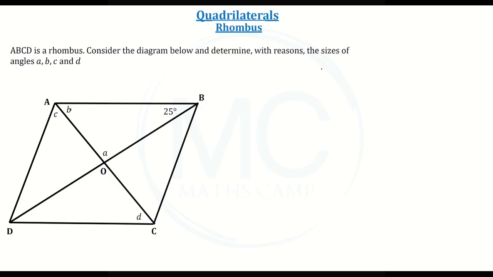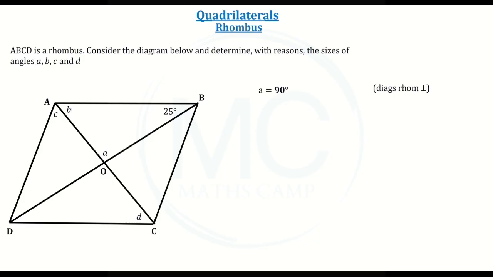A sits at the center of the rhombus, over here, where the diagonals intersect. We know that the diagonals of a rhombus are perpendicular and create 90-degree angles between them. So we can see that A must be equal to 90 degrees. And as our reason, we say that the diagonals of a rhombus are perpendicular.